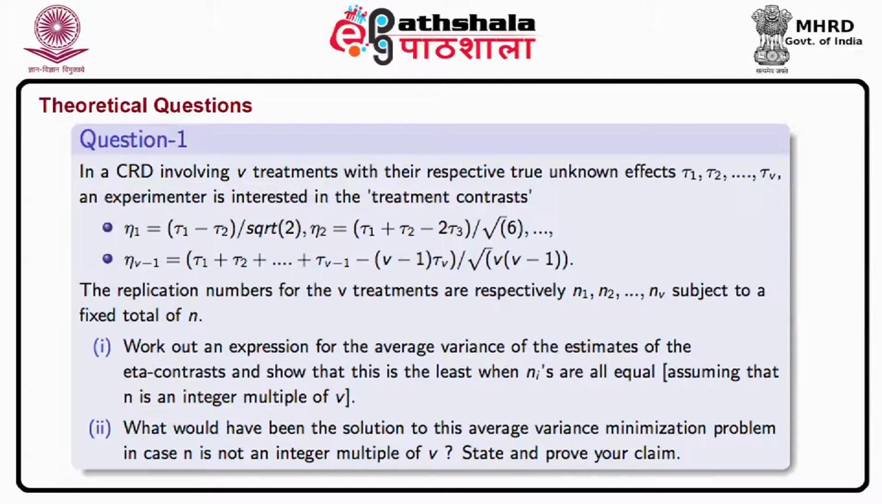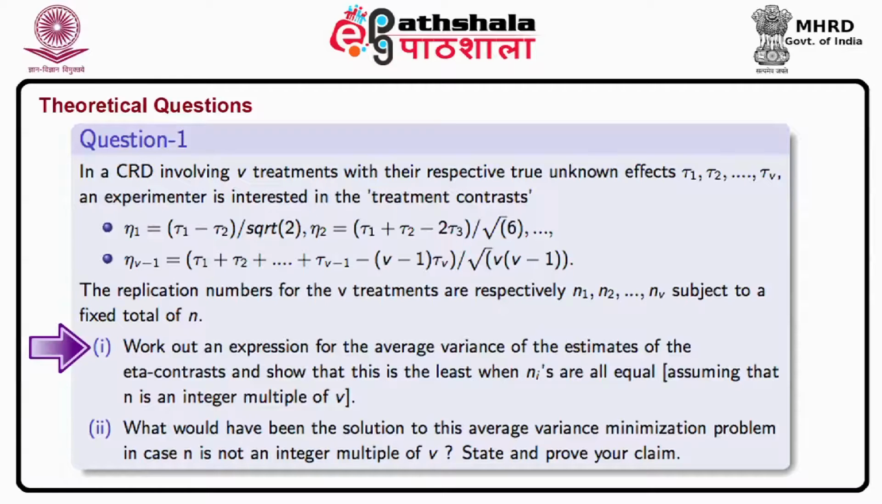The replication numbers of the v treatments as usual are respectively n1, n2, up to nv, subject to a total of small n. The question has 2 parts. First one, work out an expression for the average variance of the estimates of the eta contrasts labeled above and show that this is the least when the ni's are all equal, assuming that small n, the total number of observations, is an integer multiple of v, the number of treatments.